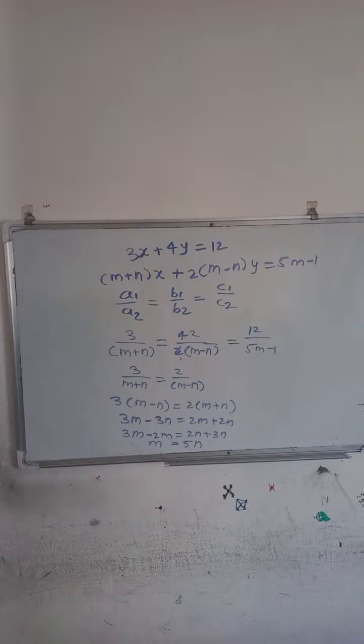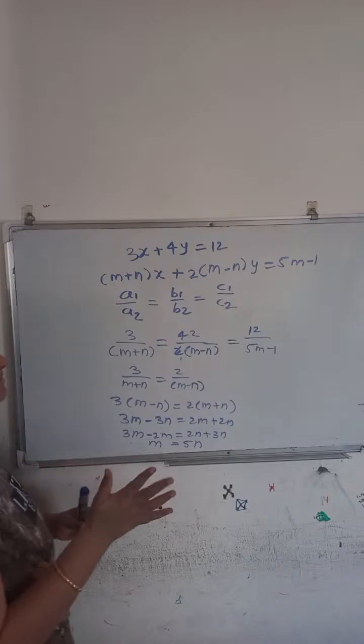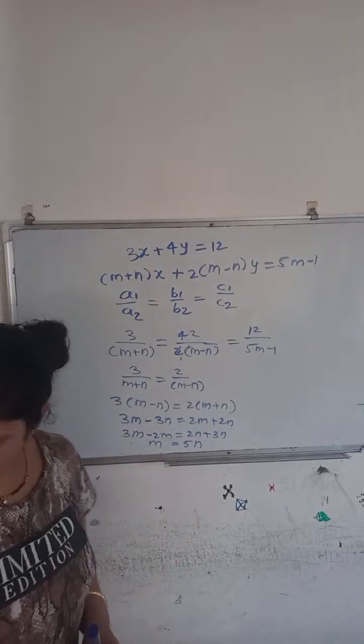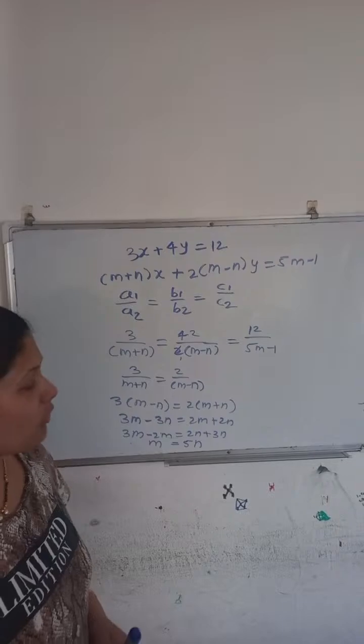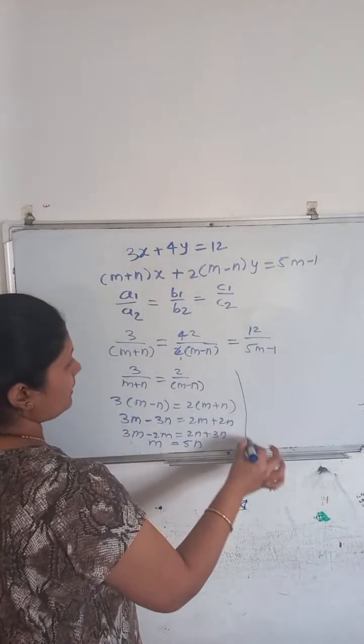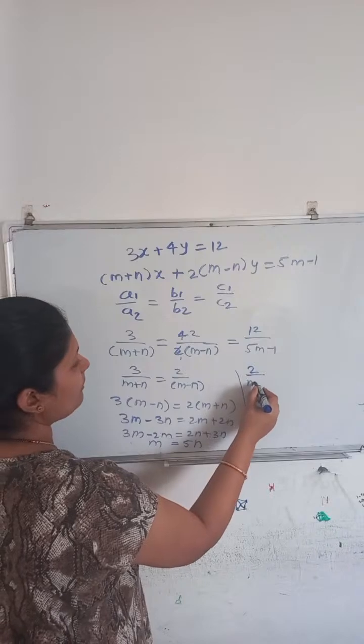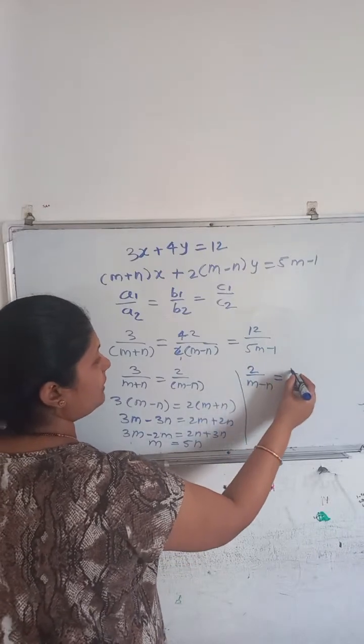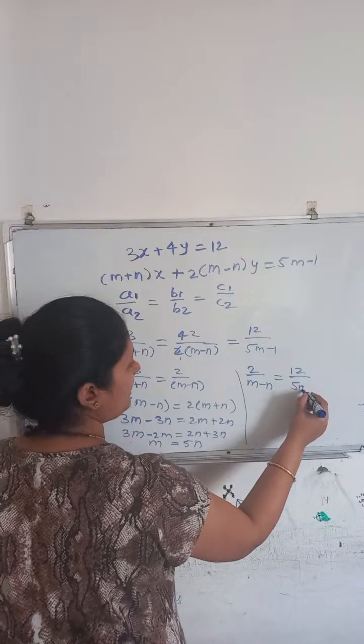I am getting a relation, but they are asking for the values of m and n. I am getting m is equal to 5n. So I got up to here. Now the problem is that we are getting a relation, and I am not getting separate values for m and n. Then what we can do now, we have one more option, that is we will take this group also, 2 upon m minus n equal to 12 upon 5m minus 1.